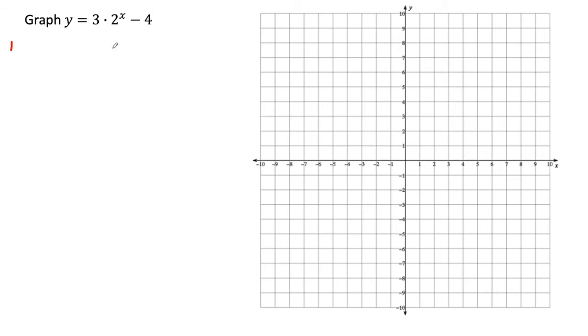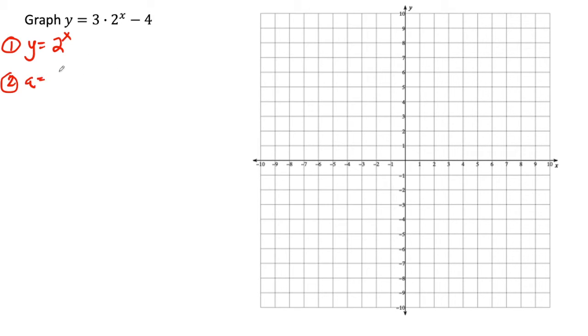In this example, we're going to graph y equals 3 times 2 to the x minus 4. And so our parent function here is y equals 2 to the x. Now, our base can change. So this could be any number we want, but we're going to focus on 2. So that's our parent function.